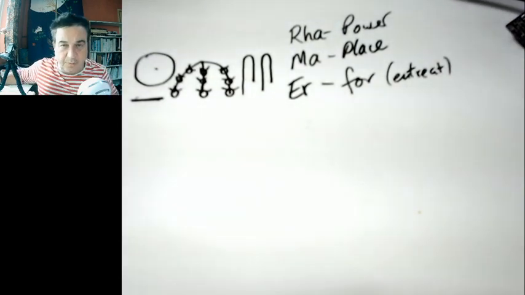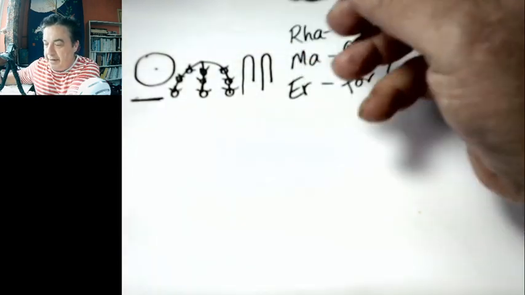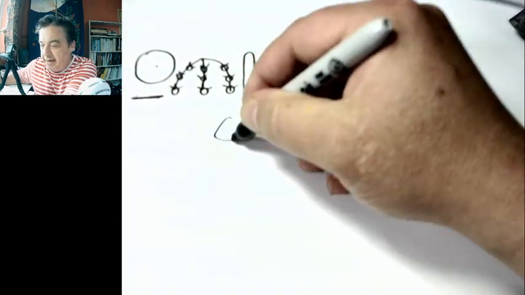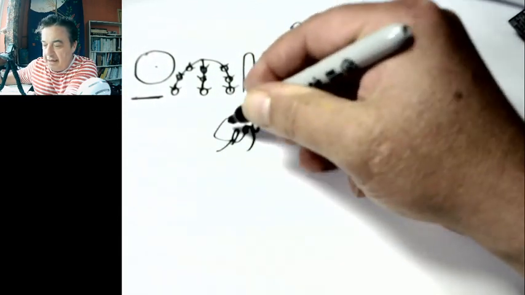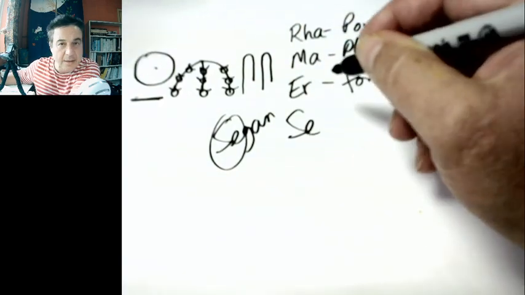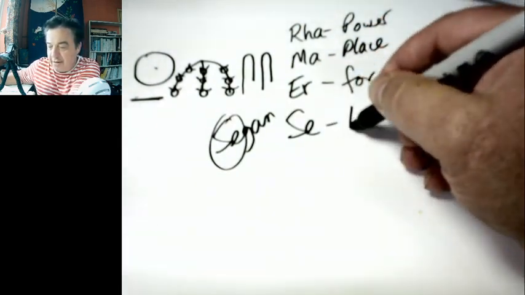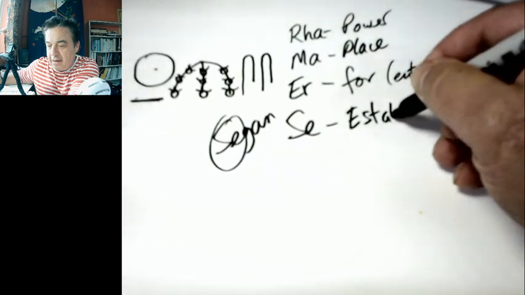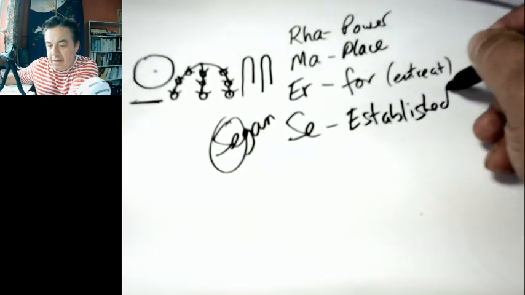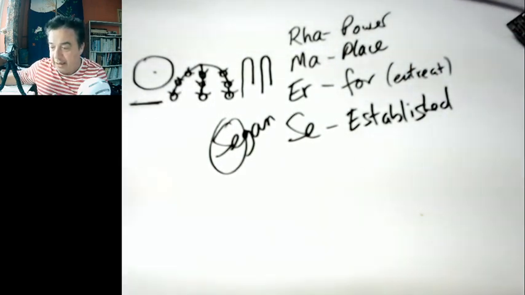And see, this is not just wildly guessing. We're taking the words out of the dictionary, okay? Right, anyway, then we got the segan. Segan for cloak. Segan, se. Right, se is established. Okay, established. And then, of course, we have repeated.